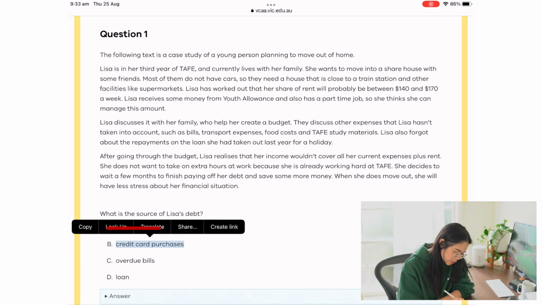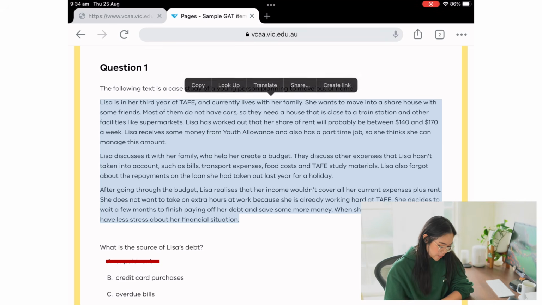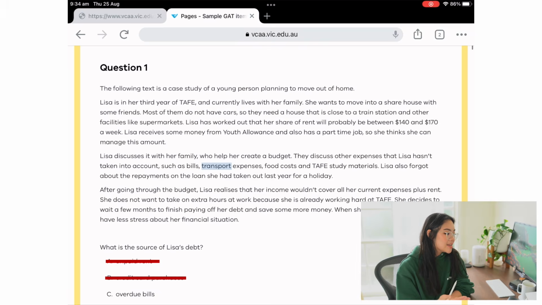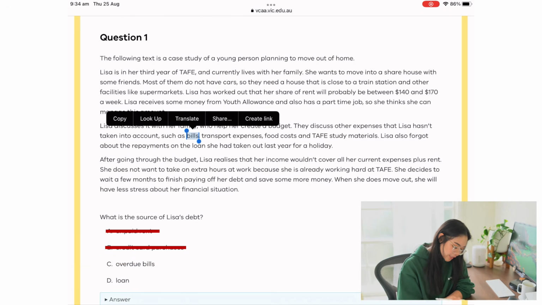Now let's look at option B, which is credit card purchases. Let's find out if there's any evidence that she has made credit card purchases. If I review the entire paragraph, there is nowhere that says she owns a credit card. Don't get confused by anything mentioned here, because none of them are actually credit cards. Cool, moving on. The third one, C, is overdue bills. I know here it says that she has bills, but nowhere does it say that her bills are overdue.